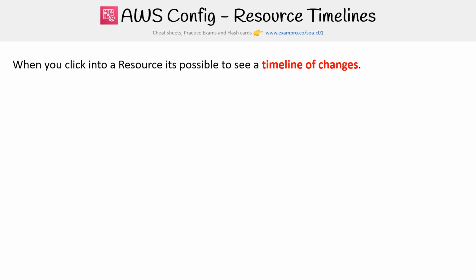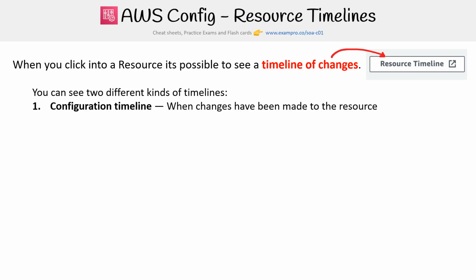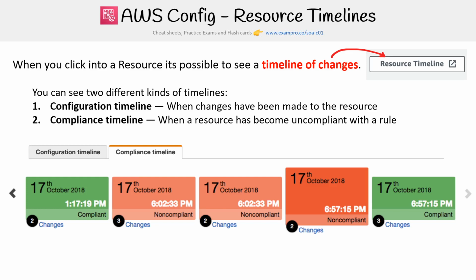Take a look at the resource timeline, and I really love this feature about AWS Config. The idea is when you click into a resource, it's possible to see a timeline of changes, and you can see two different kinds of timelines. We can see a configuration timeline, so when changes have been made to the resource, and a compliance timeline, so when a resource has become non-compliant with a rule. Down below here we can see that, and we can literally see exactly when something was compliant and when it was not, and then we can drill down and see what was actually changed.